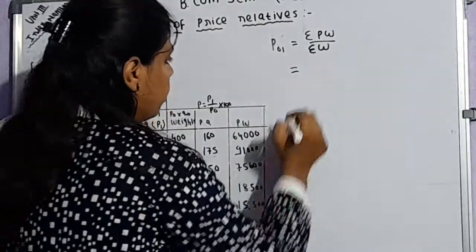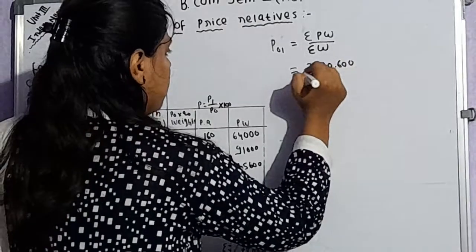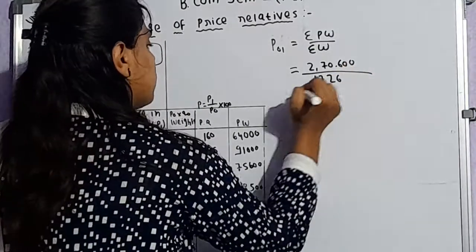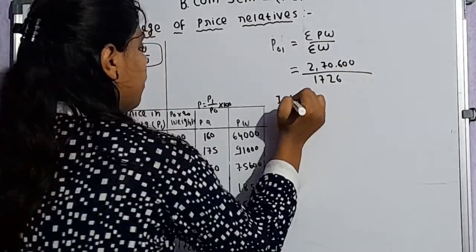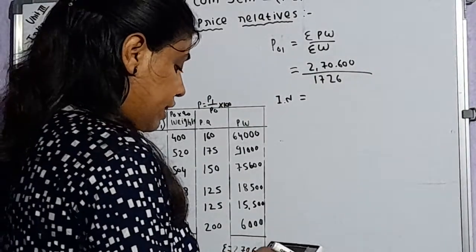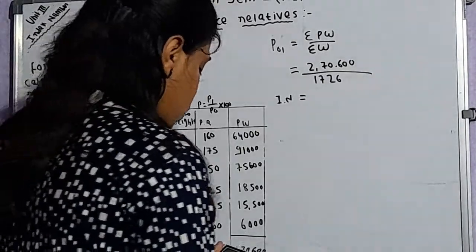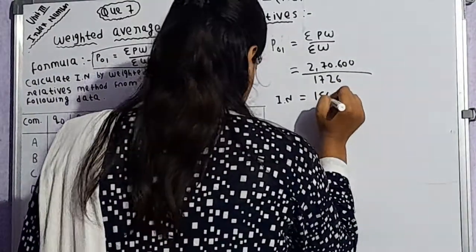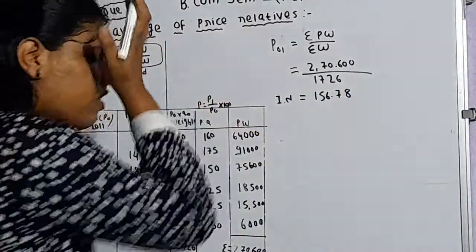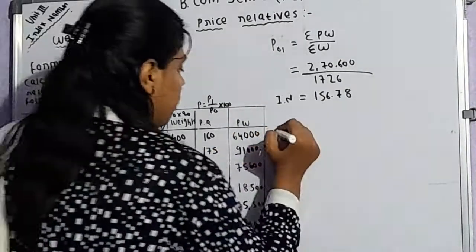Summation PW is 2,70,600. Summation of weight is 1726. So the index number would be equal to 2,70,600 divided by 1726. It comes to 156.78. So what is going to be the conclusion over here?